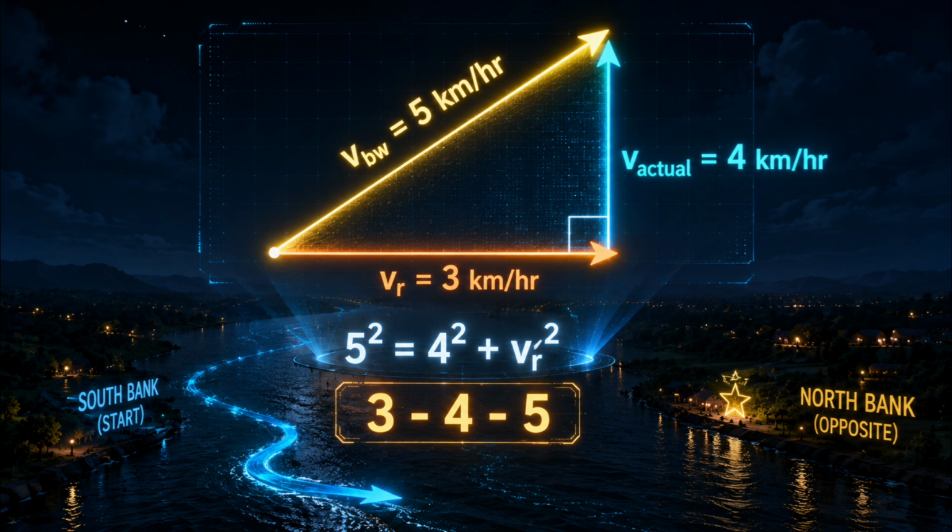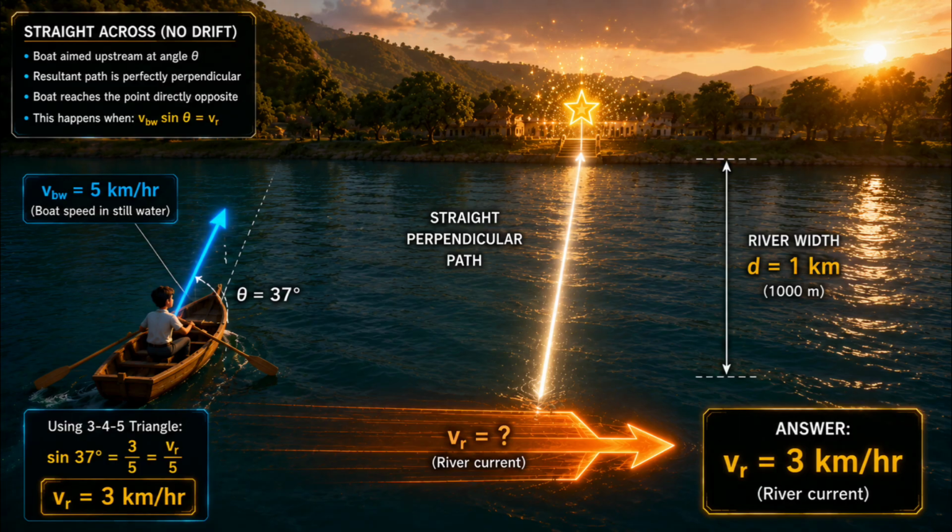The boat's speed, 5 kilometers per hour, is the hypotenuse, not a side. The hypotenuse. The resultant crossing speed, distance divided by time, 1 divided by 1/4, gives us 4 kilometers per hour. Now Pythagoras gives us 5 squared equals 4 squared plus VR squared. 25 minus 16 equals 9. And the square root of 9 is 3. The river flows at 3 kilometers per hour.